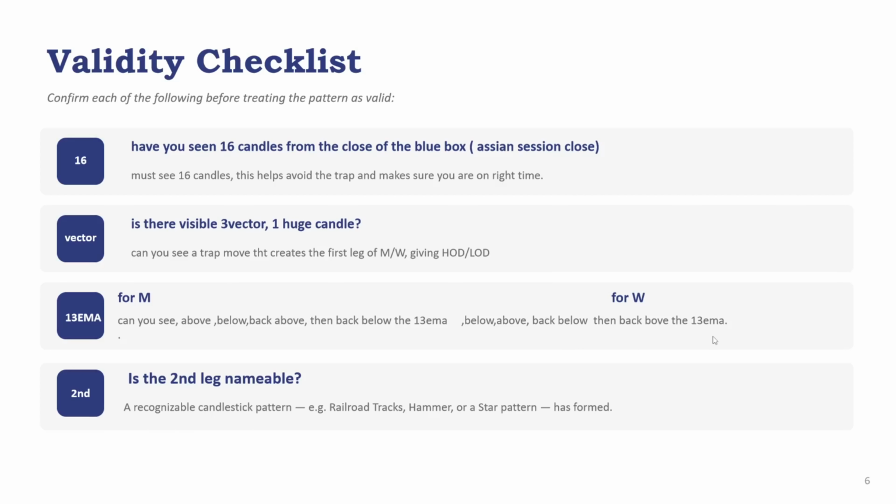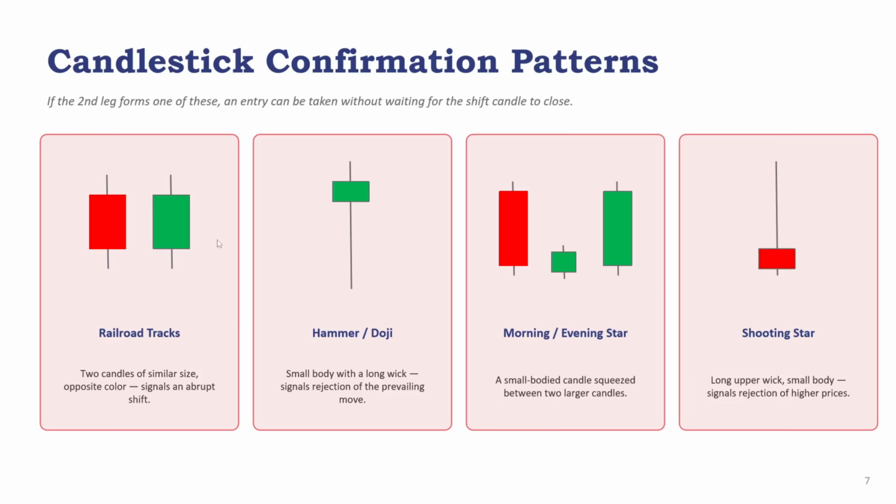The other thing you should be able to see on the second leg is a nameable candle pattern, like a railway track, a hammer, a star pattern, any BTMM patterns like these ones. You should be able to see this when you are buying, whether it's a hammer, a doji, a morning star, an evening star, a shooting star. You should be able to see a candle pattern that you can name on the second leg.